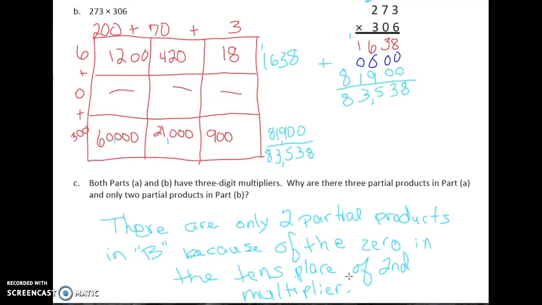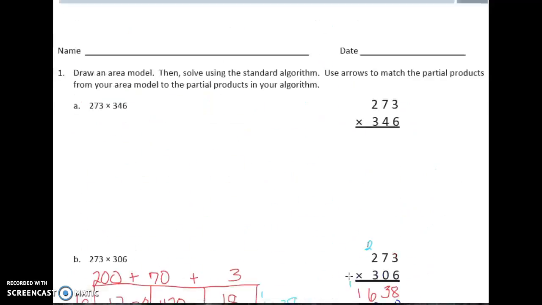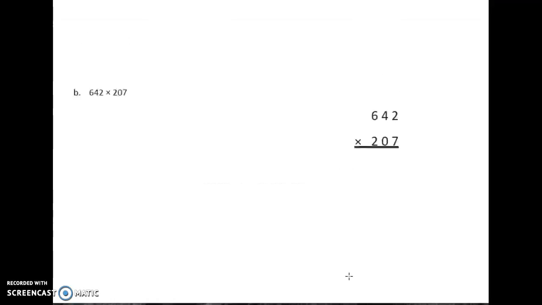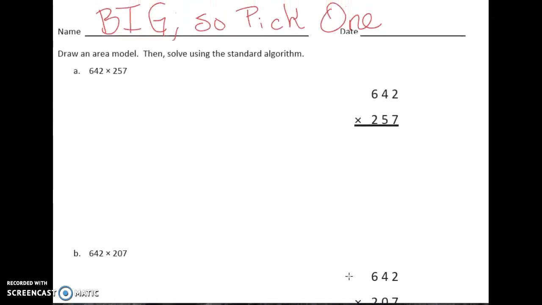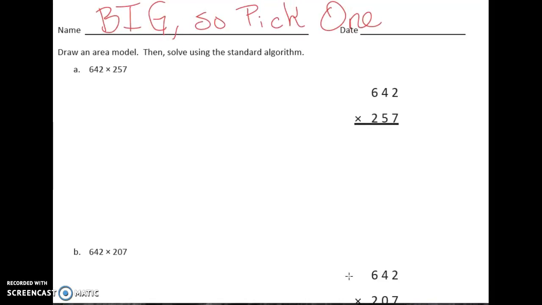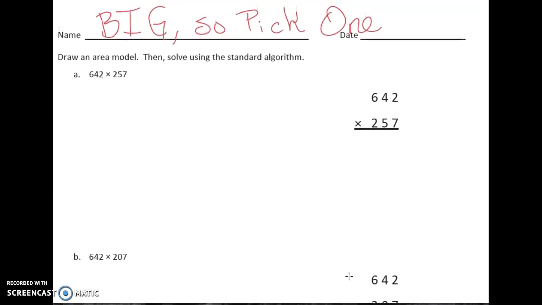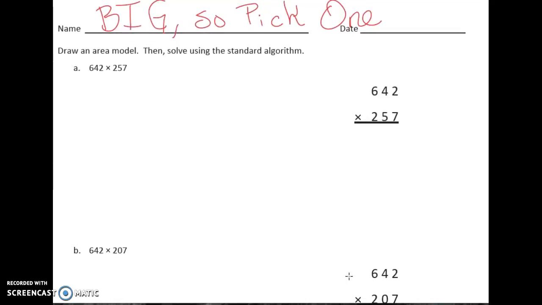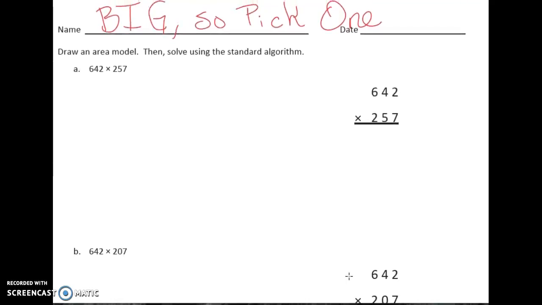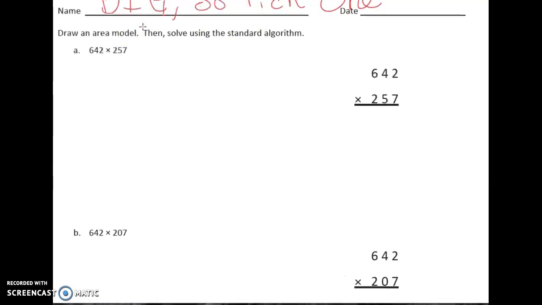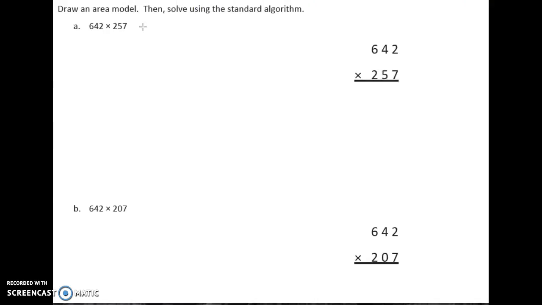So what you're looking at for today's homework, because these are big, I've asked you to do both, remember? Because after you had kind of getting the hang of going to the area model 2-digit multiplication, this one, because it's more complicated, I'm going to go ahead and have you pick one of them, because they are, you can see, I wrote it all in capital letters, big. So pick one. Draw an area model, and then solve using the standard algorithm.